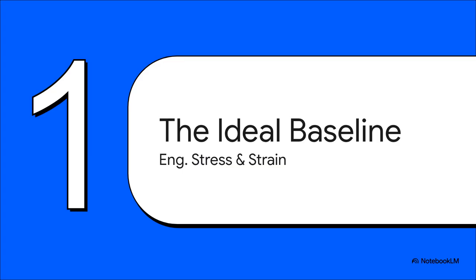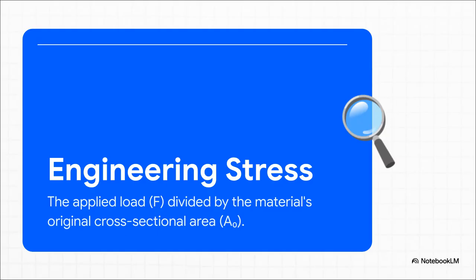So to get started, we need a practical, reliable starting point. And in material science, that's what we call engineering stress and strain. You can think of it as the simplified model that we build pretty much everything else on top of. First up, we've got engineering stress. It's a really straightforward but powerful idea.